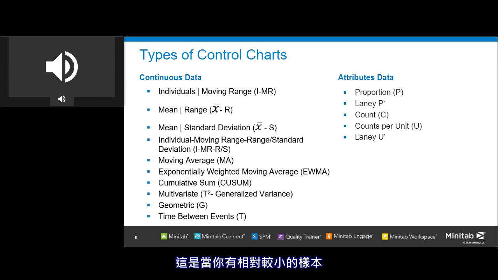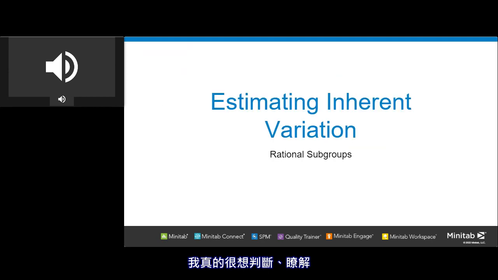Mean range charts, this is when you have relatively small subgroup sizes, usually between 5 to 9. The S chart, standard deviation, is where we're estimating this variation using more samples. The important part to know about that is that I really want to estimate that variation to be able to understand what is the common cause variation and what's special cause. So let's talk about that.